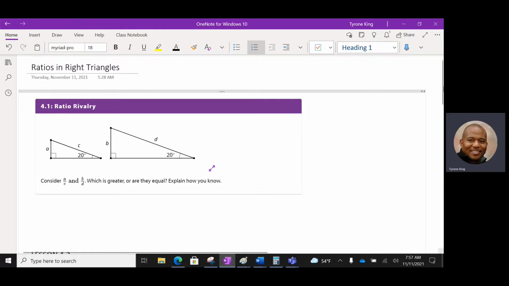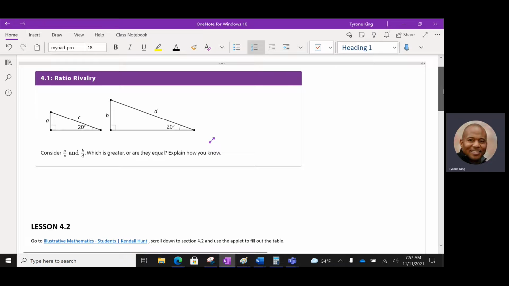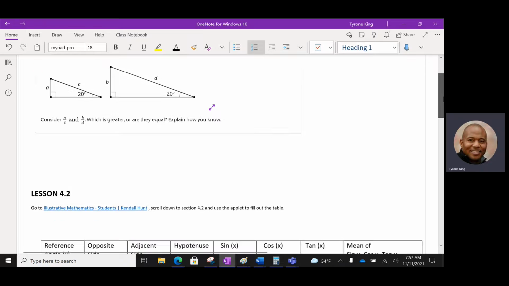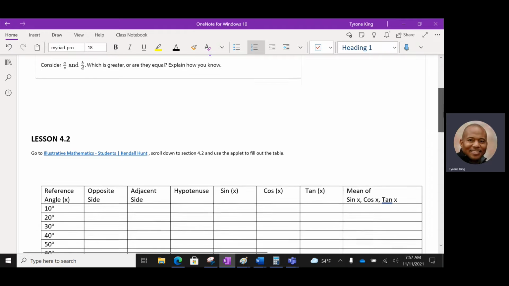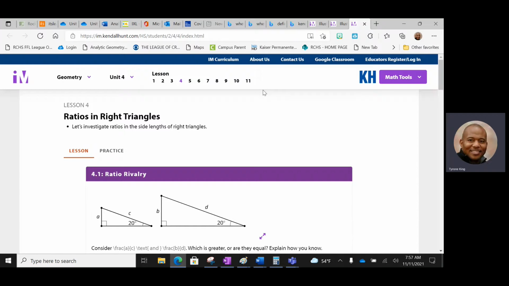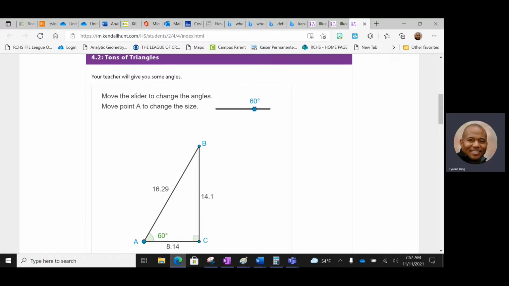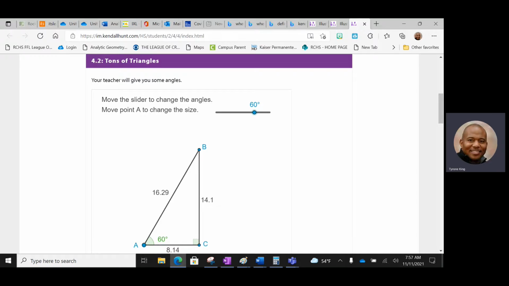All right, what you need to do in this, you can do the first one on your own. For the second one, I have a table. You might not be able to write in it, but you can draw or whatever. But in order to do this, you're going to need to click on Illustrative Mathematics. My first reference angle is 10 degrees. So when I click on Illustrative Mathematics, I scroll down to 4.2. I want everybody to scroll down to 4.2.